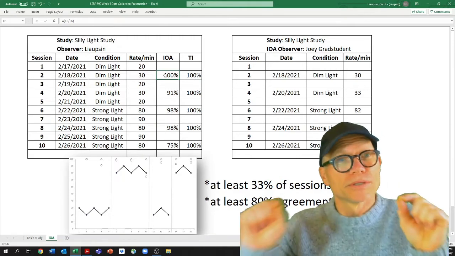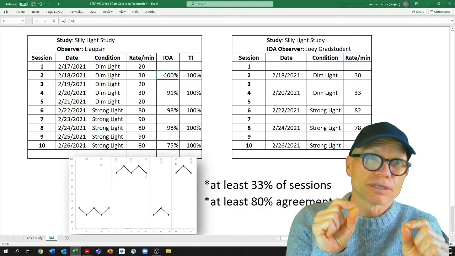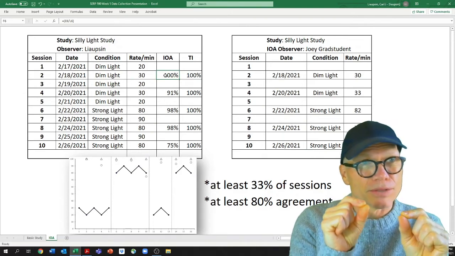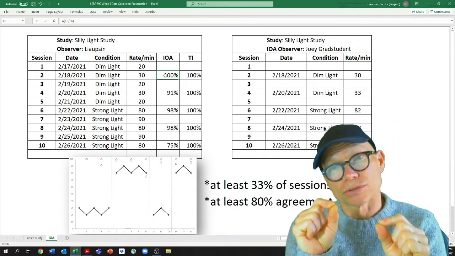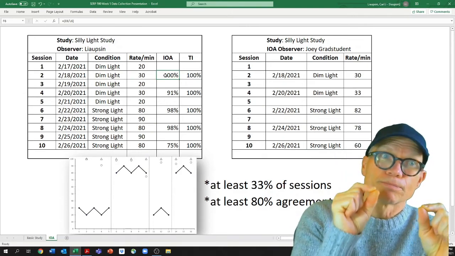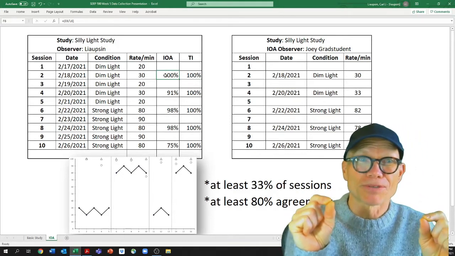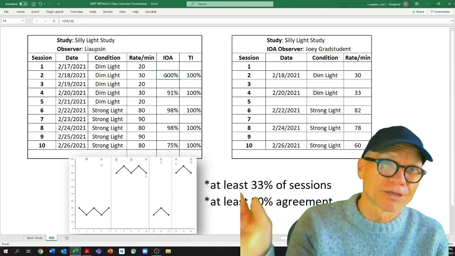And what you do to get that calculation is you divide the smaller number by the larger number. So 30 divided by 30 times 100, 100%.